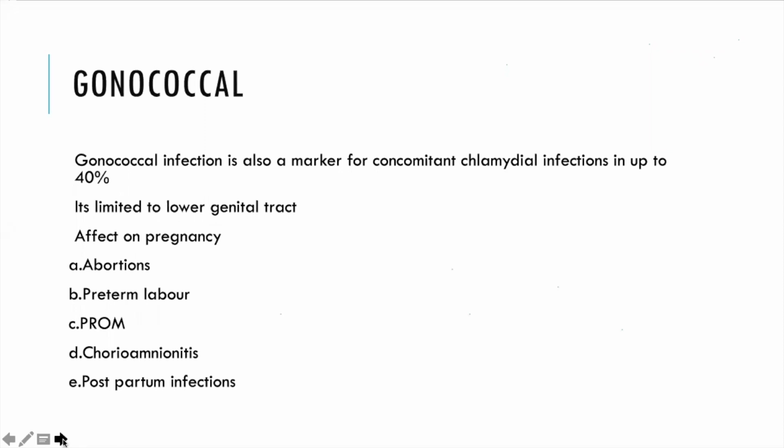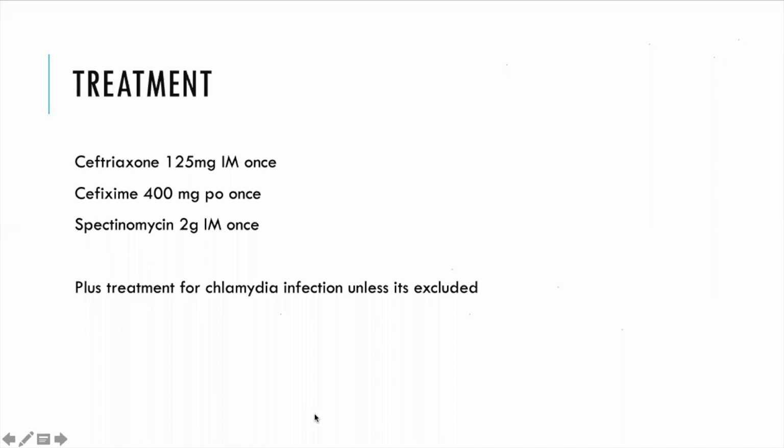So sometimes when a patient comes to you with, for example, gonorrhea or chlamydia, and you treat chlamydia and she's not responding to treatment, you have to treat her also for gonorrhea. It's limited to the lower genital tract during pregnancy. It can affect pregnancy in these ways: it can cause abortion, preterm labor, premature rupture of membranes, chorioamnionitis, or postpartum infections. The treatment usually is ceftriaxone 125 milligrams IM times 1, or you can give cefixime 400 milligrams PO once, or spectinomycin 2 grams IM once, plus treatment for chlamydia infection unless it's excluded. And of course, plus treating the partner.